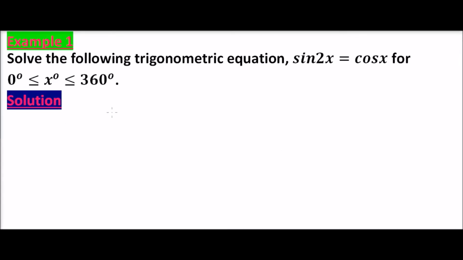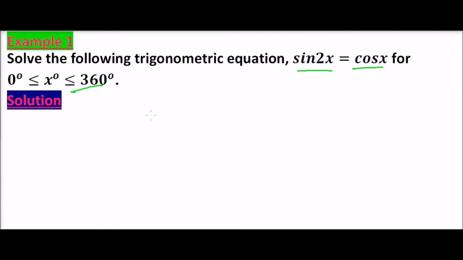So this is example 1. We are told to solve the trigonometric equation sine 2x is equal to cos x for the range 0 less than or equal to x less than or equal to 360, like I have mentioned earlier. When you are solving trigonometric equations, in most cases you will be given a certain range.